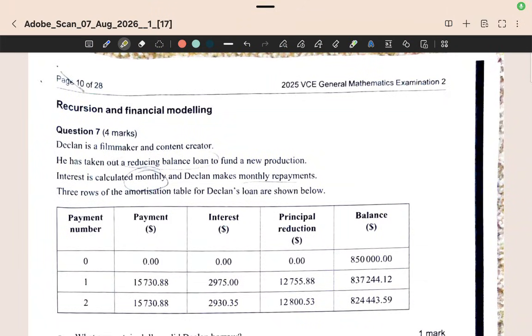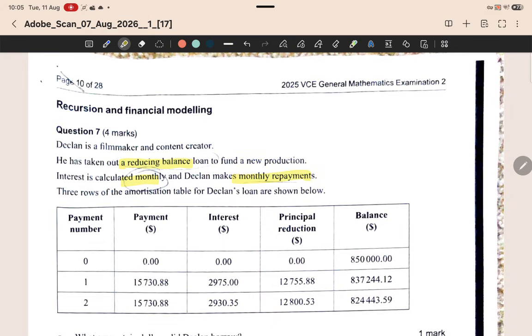Let's talk about the 7th question in the recursion and financial modeling section of the 2025 exam 2 paper. Declan is a filmmaker and a content creator. He has taken out a reducing balance loan. Interest is calculated monthly and he is making monthly repayments.